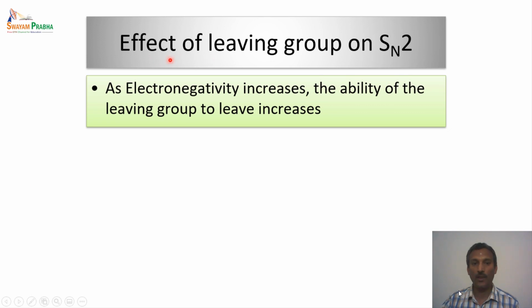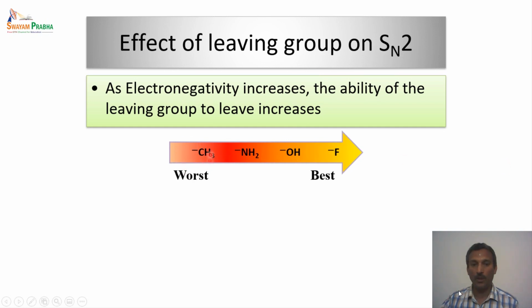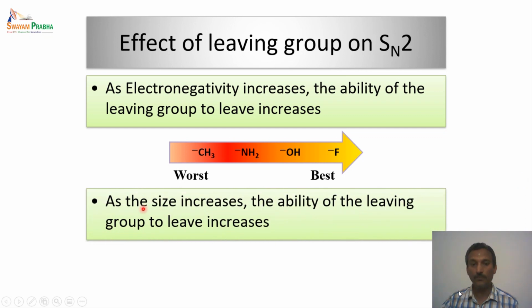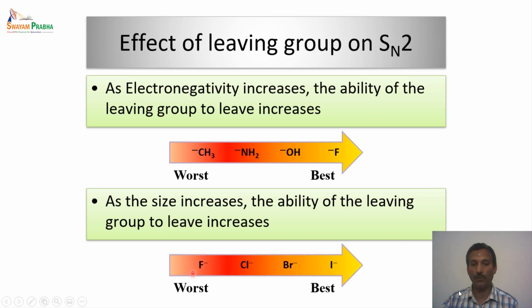So let us look at the effect of the leaving group. As we had seen earlier, as the electronegativity increases, the ability of the leaving group to leave also increases. So CH3 minus is the worst leaving group compared to F minus, which is the best leaving group. Similarly, as the size increases, the ability of the leaving group to leave also increases. With respect to CH3 minus, F minus is the best leaving group, but not necessarily the best compared to I minus.